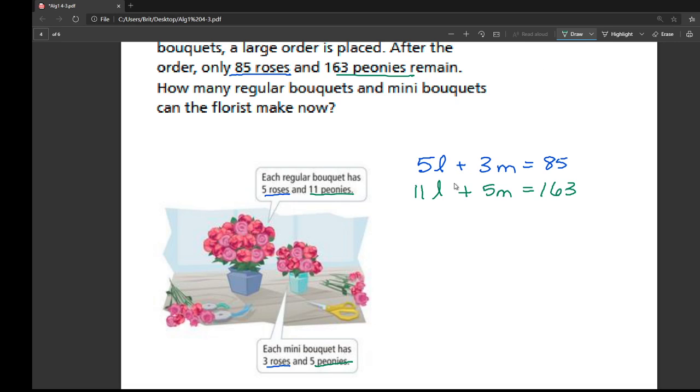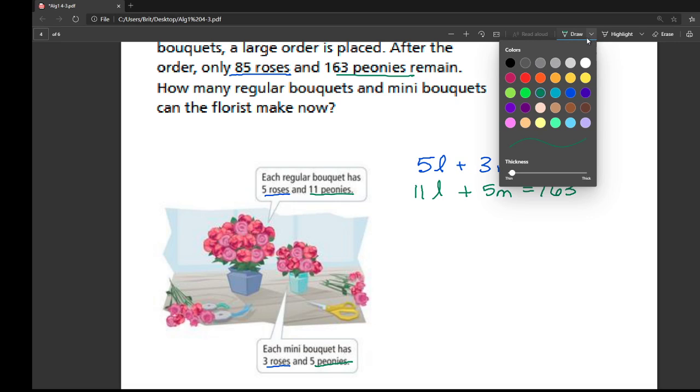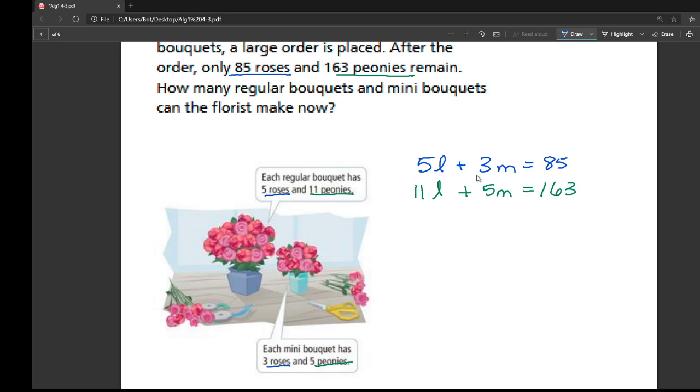Alright, so I'm going to go ahead and do the same thing I had just done, okay? I'm going to try to get the M's to eliminate. So I'm going to multiply this top equation by 5. Just taking out my handy dandy calculator. So 5L times 5 is 25L. 3M times 5 is 15M. And then 85 times 5 is 425.